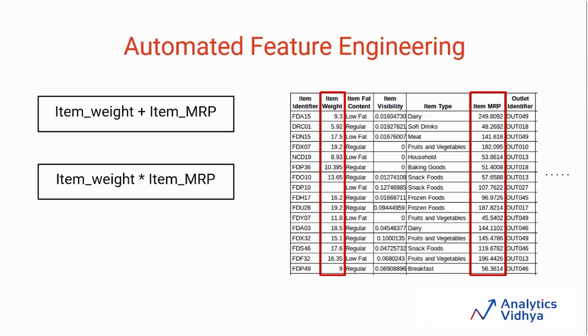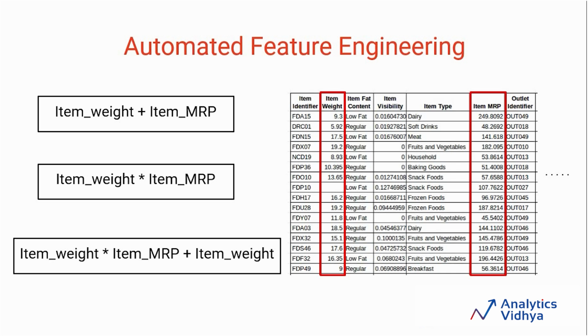So if I have the following two features, item weight and item MRP, from the Big Mart sales data set, we can take the sum or difference or multiplication and so on. But that's not the limit of what we can do. We can even add more variables. For example, item weight into item MRP plus item weight. You can think of the limitless things you can do using these options. This is the beauty of feature engineering.